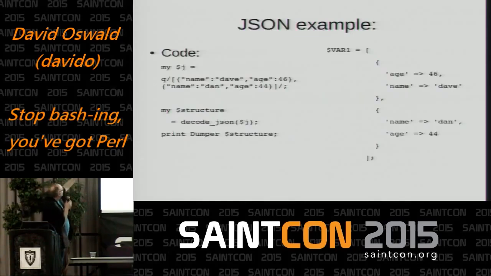JSON, here we have some JSON, and we're going to de-JSONify it. We're going to decode it. And this is what it would look like in Perl. An array, a hash, an array ref, a hash ref with some elements, another hash ref with some more elements.